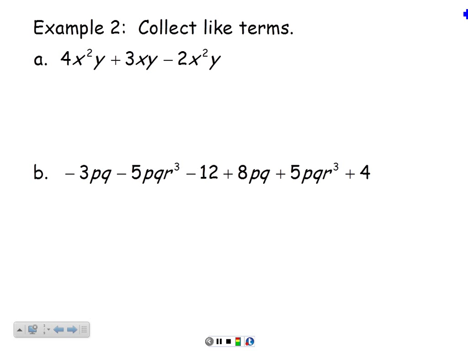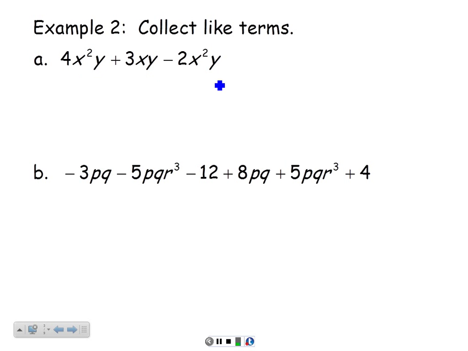Okay, combining like terms. Combining like terms with multiple variables is a little tricky, because look at this very first one. Notice that all terms have an x and a y. But for terms to be alike, they have to have the same variable and the same exponents. So again, remember the coefficient, the number up front, just tells us how many of each term that we have. So we have 4 x squared y's, we have 3 xy's, and we have -2 x squared y's.